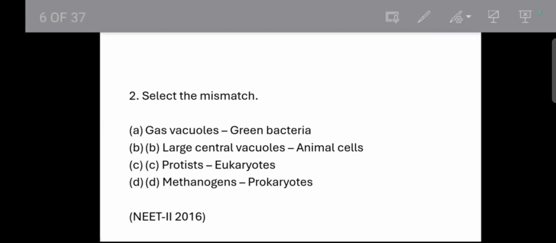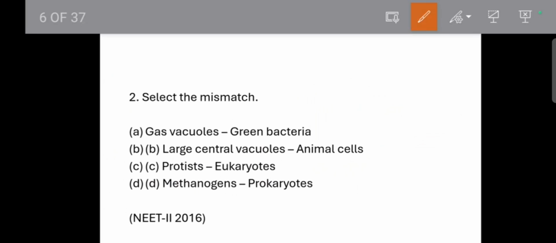So what is the answer of this question? The large central vacuoles in the animal cell is the mismatch, and the protists are eukaryotic and methanogens are prokaryotic. This one is from the second chapter of this book. So we have to see the large central vacuoles in the animal cell is the mismatch. This is from NEET 2016.